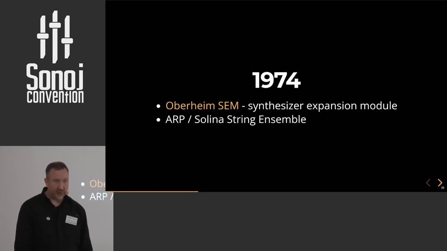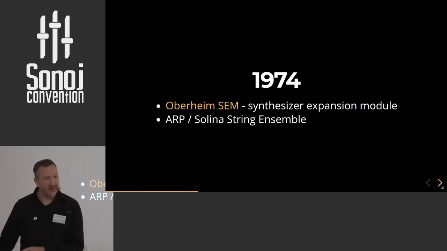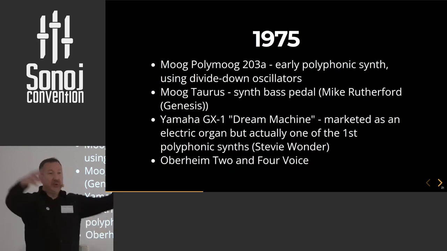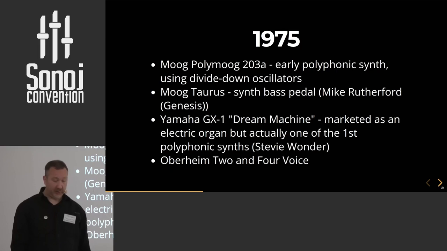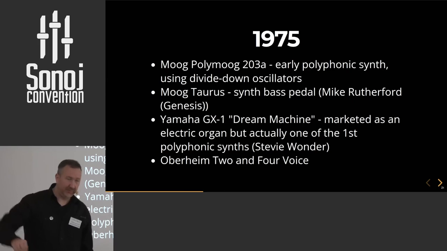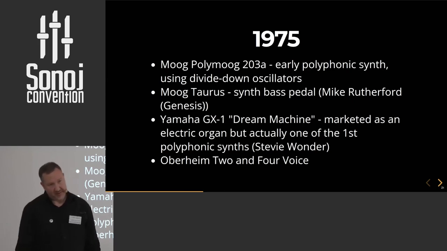We have the first synthesizer modules, so things you could put next to your synthesizer to give it more voices. And then around the middle of the decade, we have the first kind of polyphonic synthesizers. The Polymoog was more a string machine with extra stuff rather than a synthesizer. We have synthesizer bass pedals, and we have the Yamaha GX1, which is a huge thing. Looks more like a theater organ. And we have the Oberheim 2 and 4 voice, which are polyphonic, but you have to set up each voice by itself. So not really made for stage.